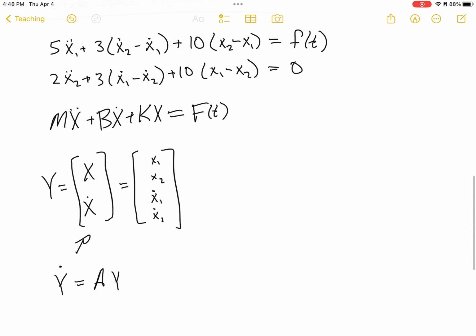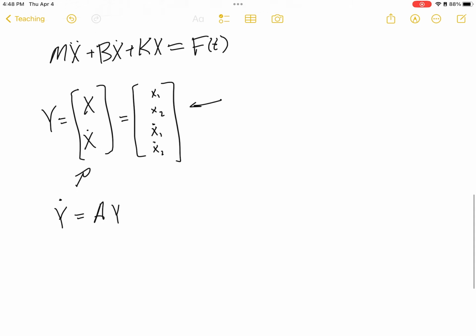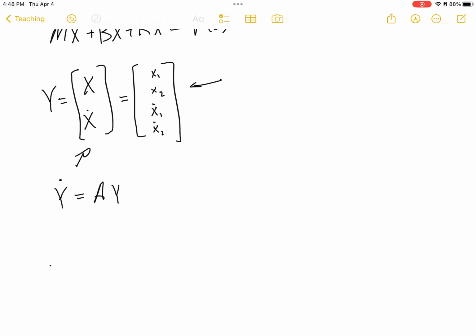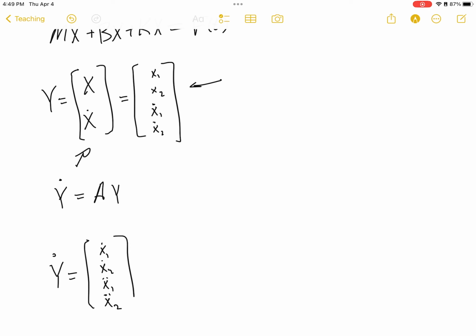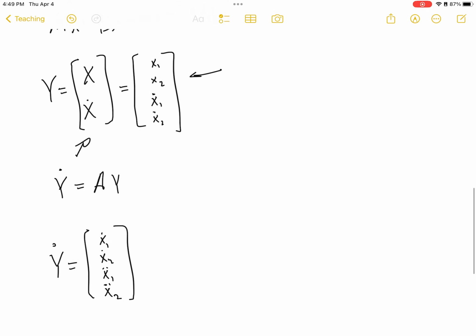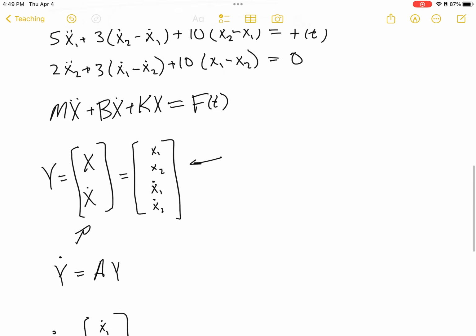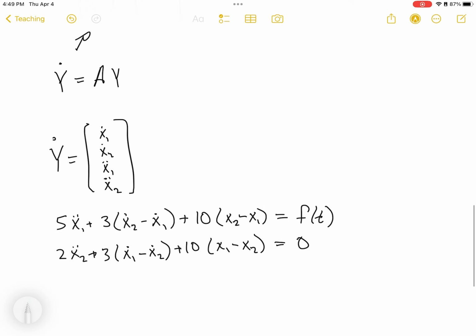So what we need to do is isolate the derivatives of this vector right here. So y dot is equal to x1 dot, x2 dot, x1 double dot, x2 double dot. So let me go real quick and copy these equations down at the bottom. So these are the equations that we're dealing with.